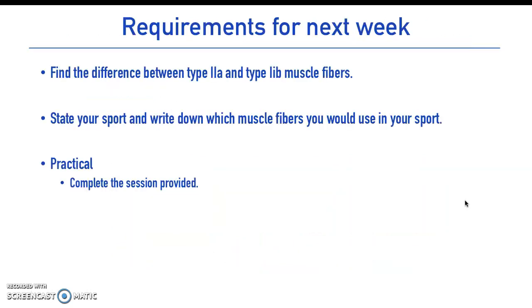Now, requirements for next week. I want you guys to find the difference between our type 2A and our type 2B muscle fibers. Okay, I want you to list, there's going to be a lot of differences. I've already explained a small amount. I want you to find a lot of differences between the two. Okay, so you've got your type 2A, remember, is our red muscle, fast twitch muscle fibers, and our type 2B is our white muscle fibers.